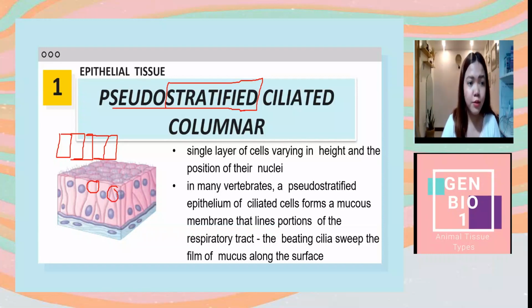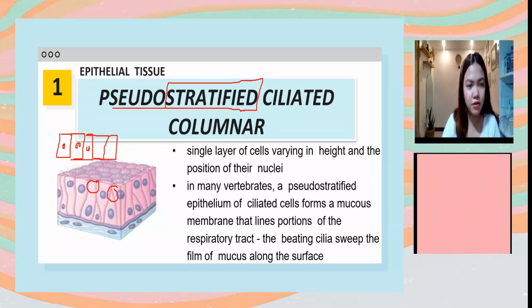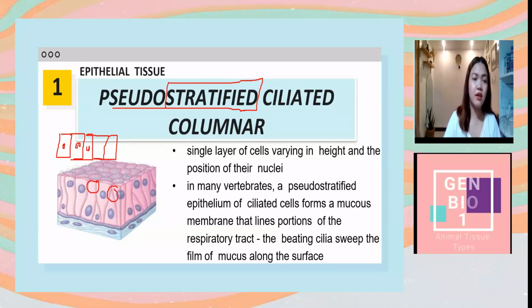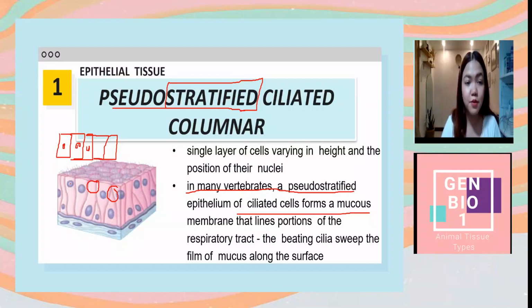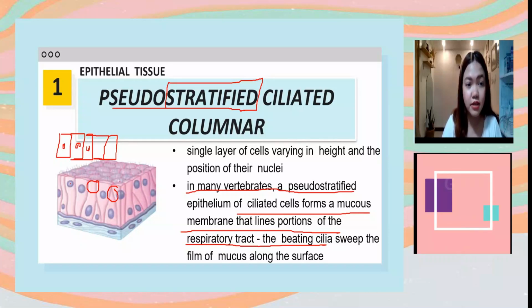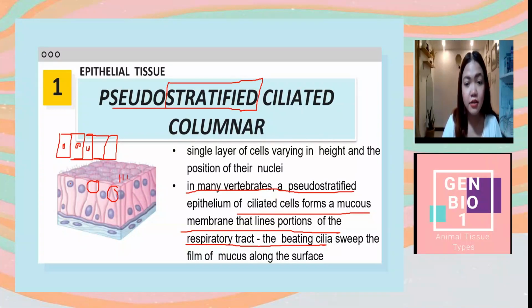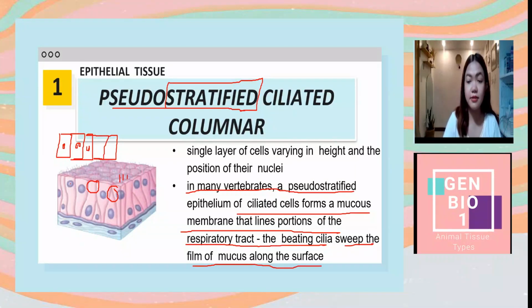Also, the nuclei of your cells here is not really in one side. I mean, parang hindi naman sila pantay-pantay. Like, diba? Parang dapat ganito siya eh. Ayan. But no, andito yung ibang nucleus, andito yung iba naman nasa baba. So that's why it looks like it's stratified even though it's not. So in many vertebrates, a pseudostratified epithelial ciliated cell forms a mucous membrane that lines portions of the respiratory tract, and the beating of the cilia, since your cilia is located here or present here, it keeps the film of mucus along the surface. Okay?